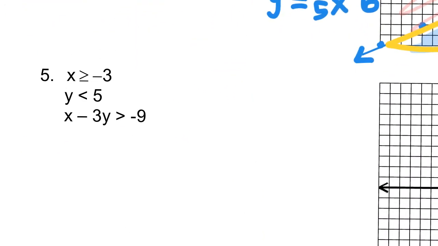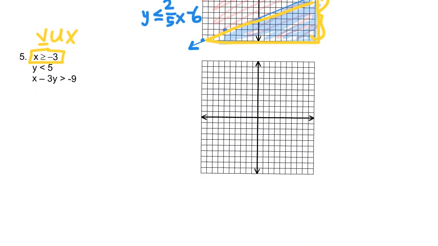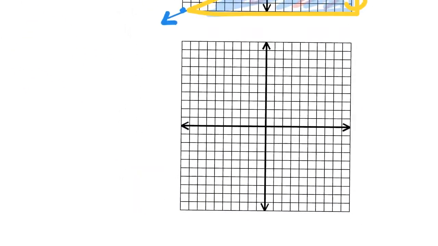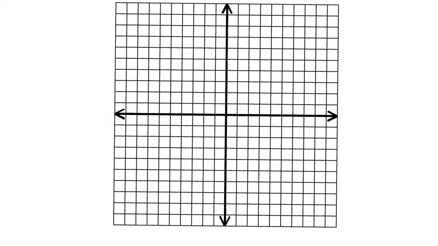On number 5, there are 3 inequalities. So let's look at the first one. The first one is a special case. We would say it's a vertical line, and x will be greater than or equal to -3. So we're going to draw a vertical line at -3, and because this is a greater than or equal to, it will be a solid line.